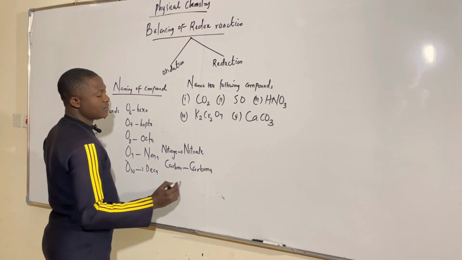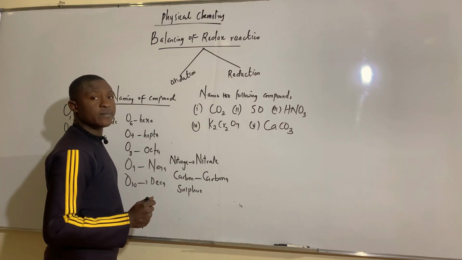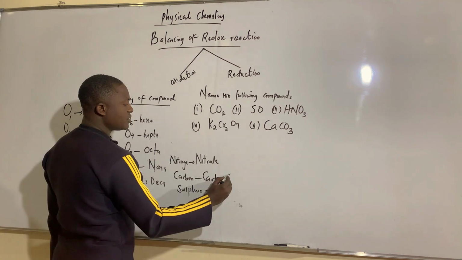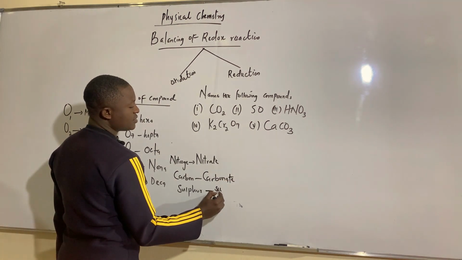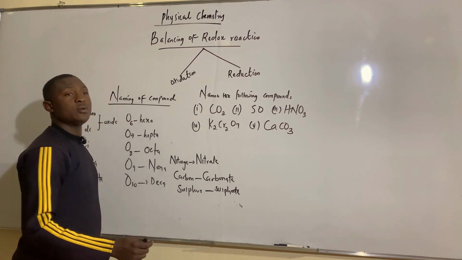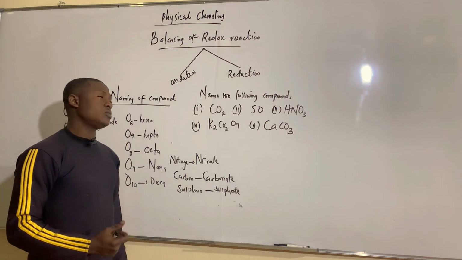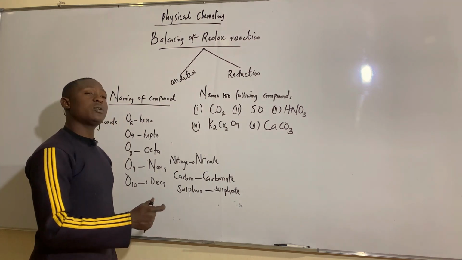What if I have sulfur? Sulfur is going to become what? Yeah, just like the same logic. So this is carbonate, this is sulfate. So the one we have at the middle is changing its form. Carbon, carbonate, sulfur, sulfate. Even if you have chromium at the middle, it's going to become chromate. So it depends on the approaches.